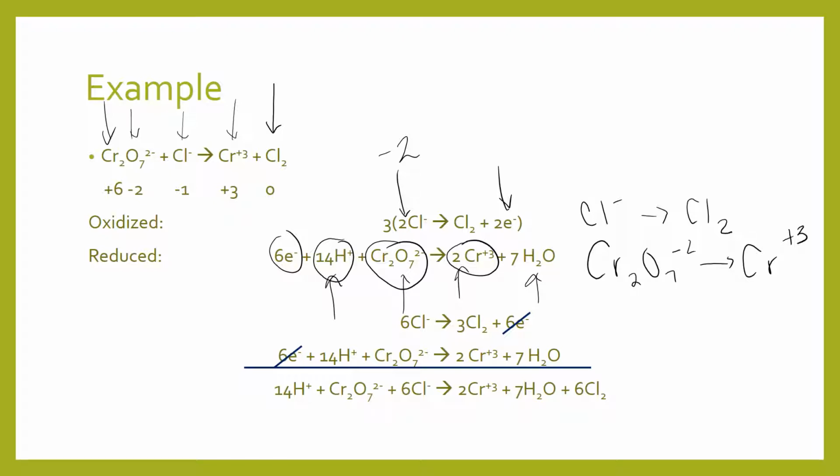The last step is to ensure that we have equal numbers of electrons in the oxidized and the reduced reactions. To do that, I'm going to multiply everything by 3. As you can see below, that gives you 6 chloride ions, 3 chlorine molecules, and 6 electrons. Our chromate or reduced reaction is the same. Lastly, we're going to cancel out these electrons because they show up on both sides and combine the overall reaction. That's what you see below.